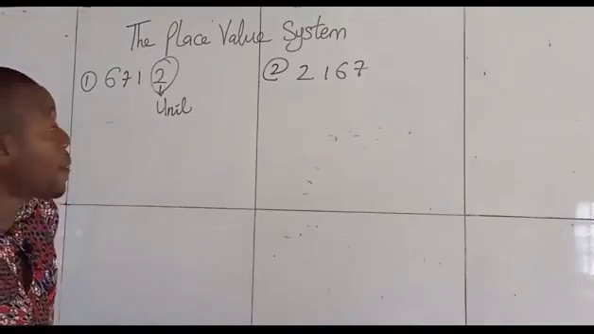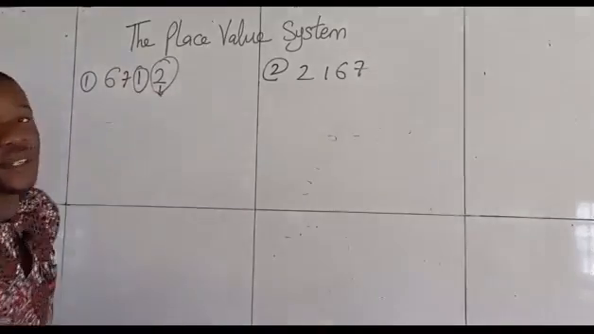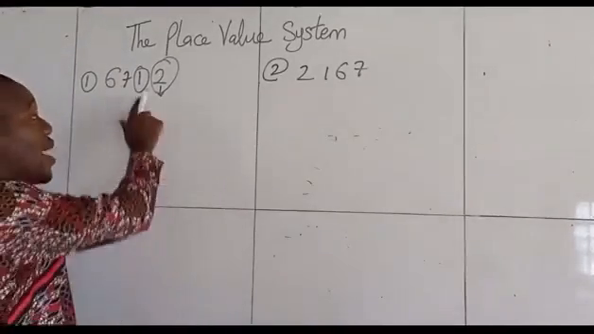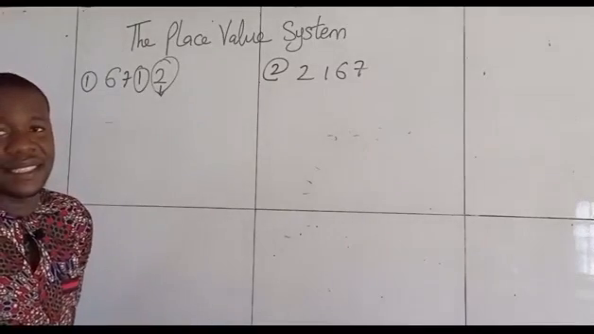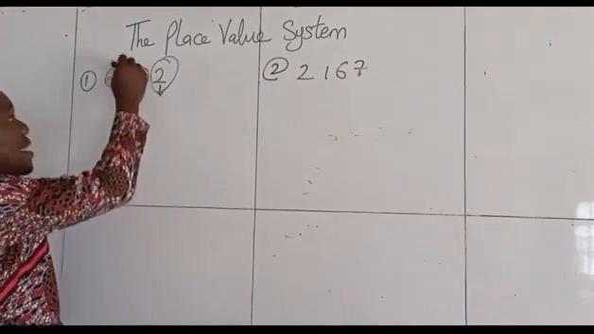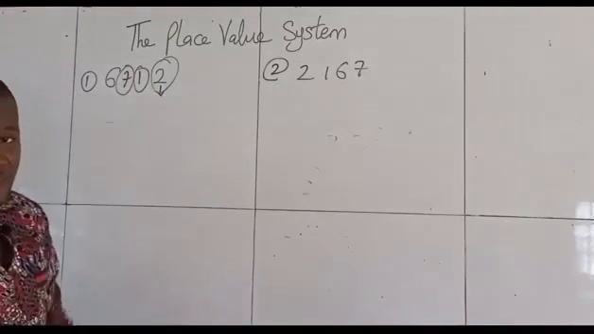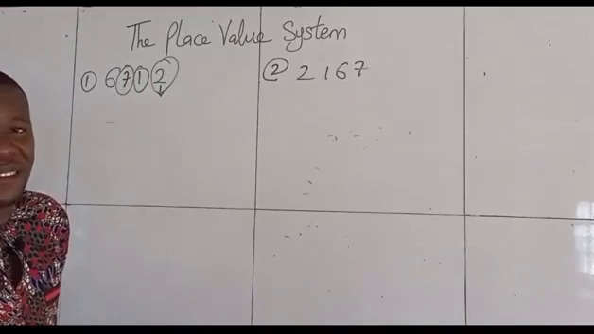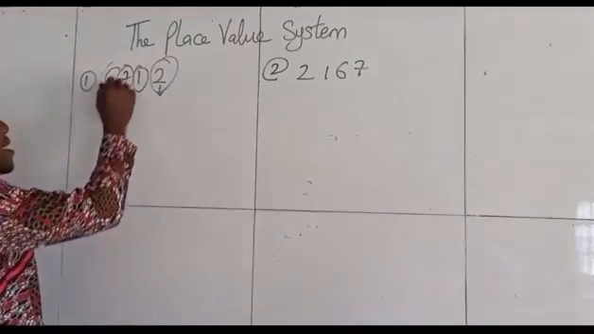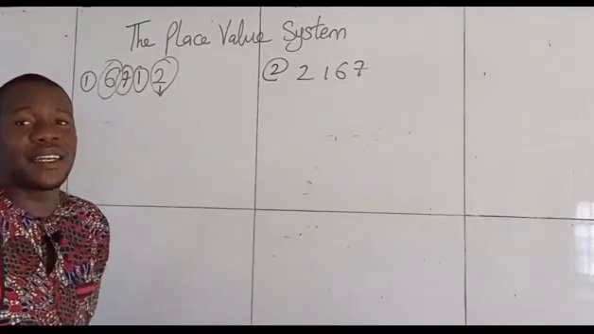It's the unit. Then this digit is in a value of 10. So it is not 1, but 10. All right? But this is in a value of 100. So this is not 7, but 700. And finally, this is in a value of 1,000. So this is not 6, but 6,000.